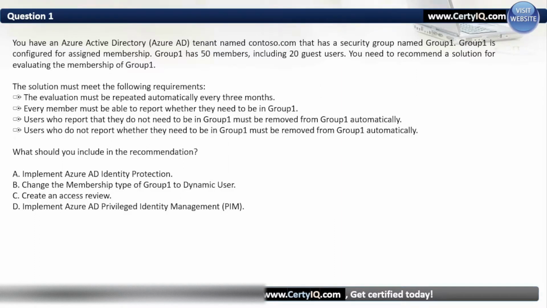The solution must meet the following requirements. The evaluation must be repeated automatically every 3 months. Every member must be able to report whether they need to be in Group 1. Users who report that they do not need to be in Group 1 must be removed from Group 1 automatically. Users who do not report whether they need to be in Group 1 must be removed from Group 1 automatically. What should you include in the recommendation?